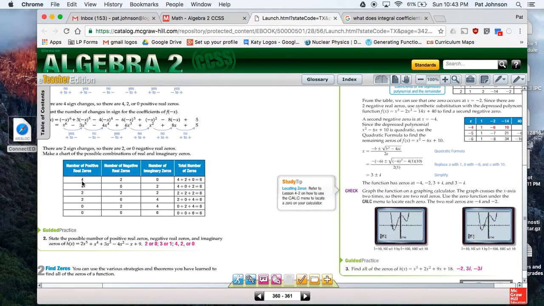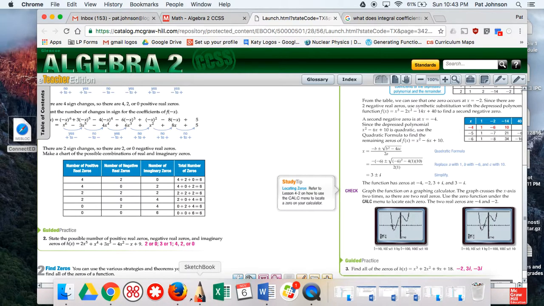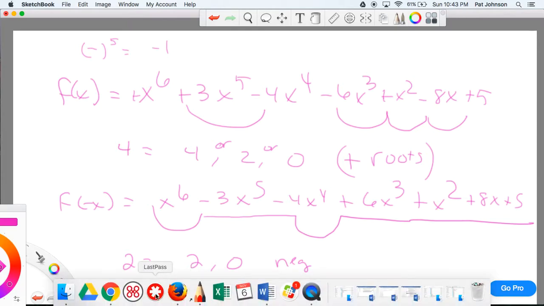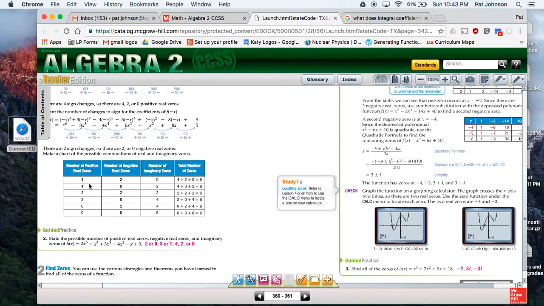So we said we have our possibilities, where we looked at 4, 2, or 0. So let's go enter that. We can have 4, 2, or 0 positive roots. So we said we could have 4 positive, and we said we could have 2 or 0 negative roots. So we put 4 and 2.